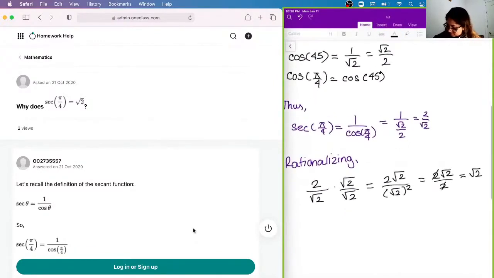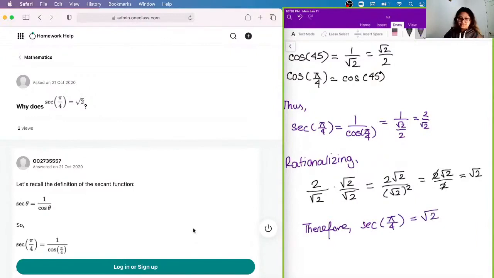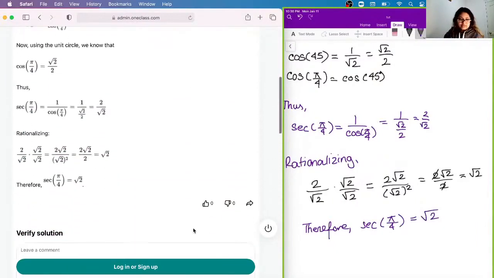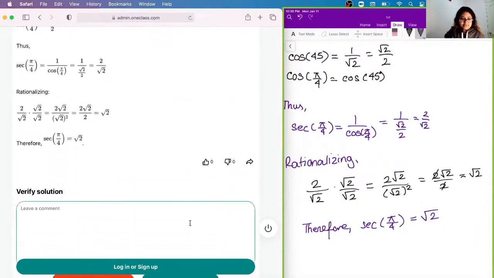And so therefore, your closing statement: therefore secant of pi over 4, which is basically the angle 45, is equal to square root of 2.